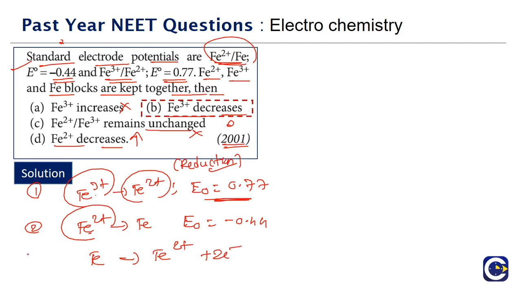So obviously, whenever there is a reduction, there will be an oxidation along with it. So what will be the oxidation? The second part will be undergoing oxidation, which means the Fe is going to get oxidized to form Fe2 plus. So overall, Fe2 plus concentration is going to increase, Fe3 plus concentration will decrease, and Fe concentration also is going to decrease. But in the options, they have not given us the Fe concentration judgment.